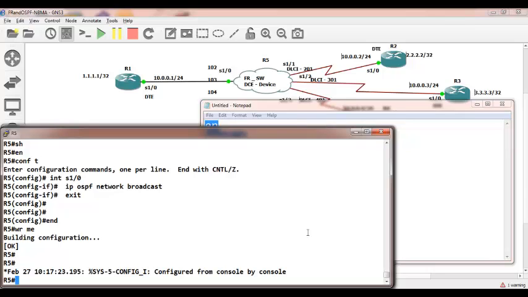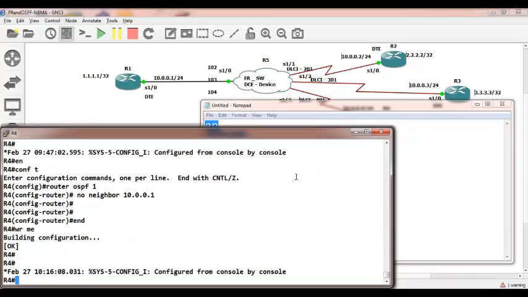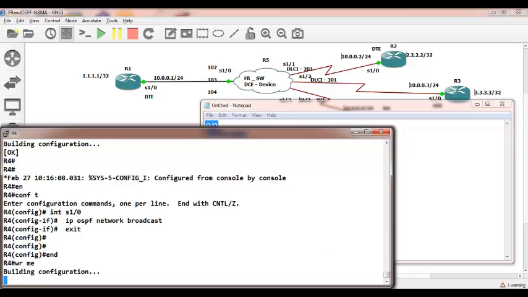What I did, I should not have pasted in router 5. I should have pasted in router 4. Router 5, how will it come? Router 5 is a frame relay switch.